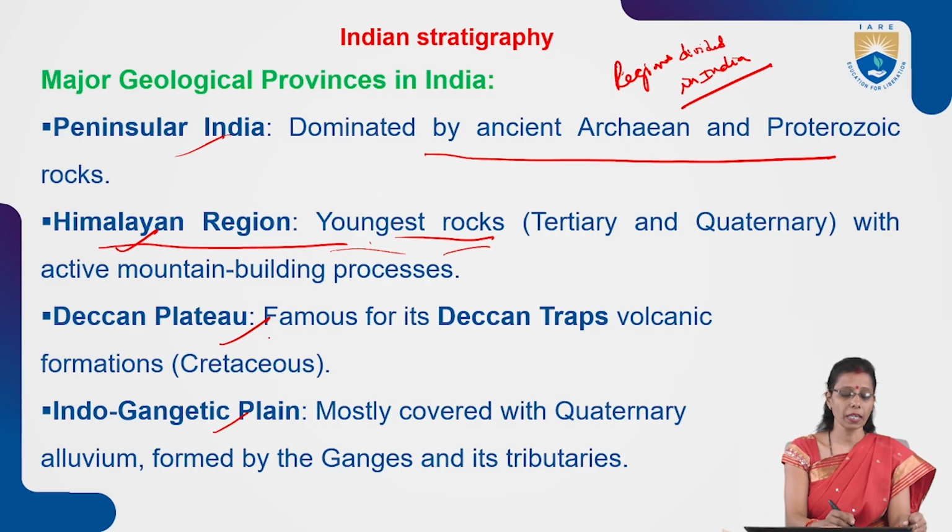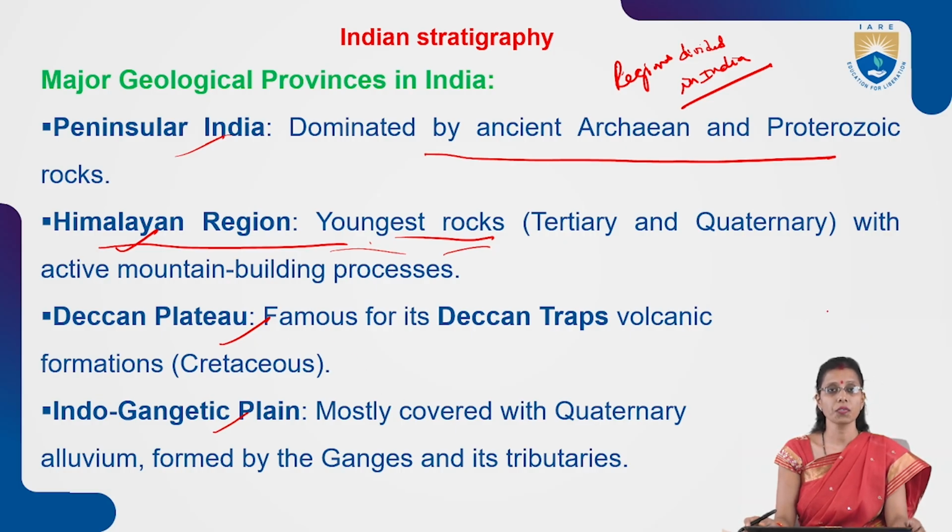Then you have the Deccan Plateau. So it is famous for its Deccan Traps. The Deccan Plateau is very much famous for the Deccan Traps of volcanic formation. In the present situation, there are no volcanic eruptions in the region. But in the previous ages, in the previous eras, there was a volcanic eruption over there, and due to that, this is famous for the Deccan Traps or volcanic formations, of the Cretaceous. Okay, so that's why we call it the Deccan Plateau.